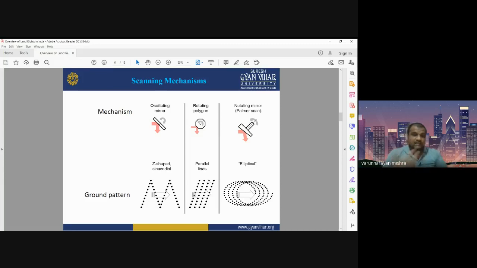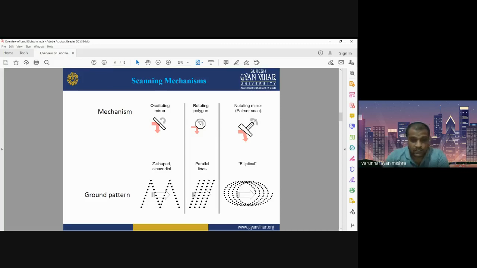So this is the scanning mechanism. How that scanner works is dependent on how its mirror rotates, and what kind of mirror is used in that system. So this is all about the scanning mechanism of a lidar system. Okay, as you have seen in remote sensing, whatever the sensor scans the earth surface, how it scans the earth surface, in the same way lidar also has some mirrors and there may be some movement. Okay, that is known as the scanning mechanism.